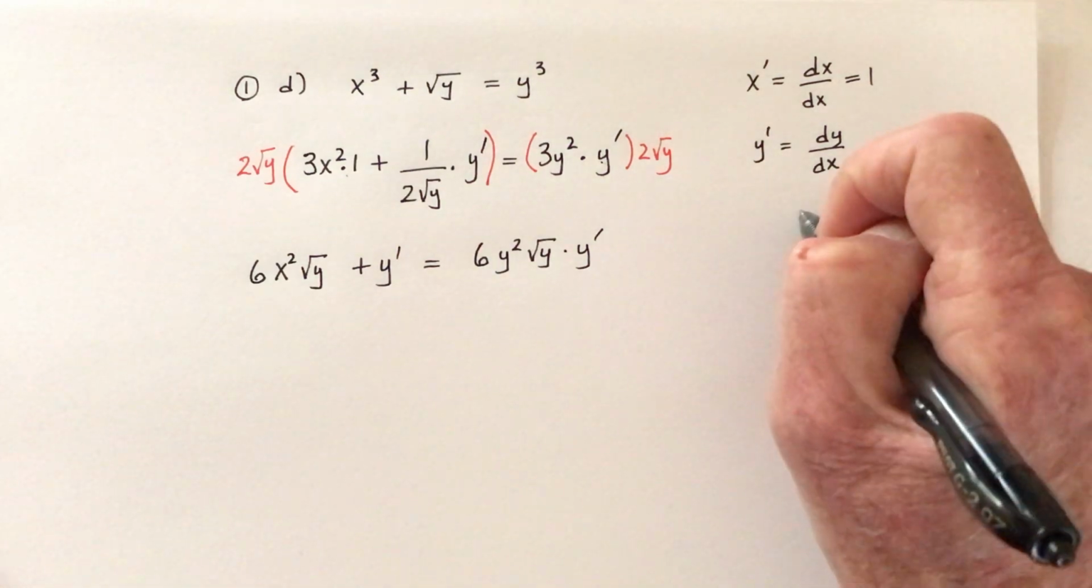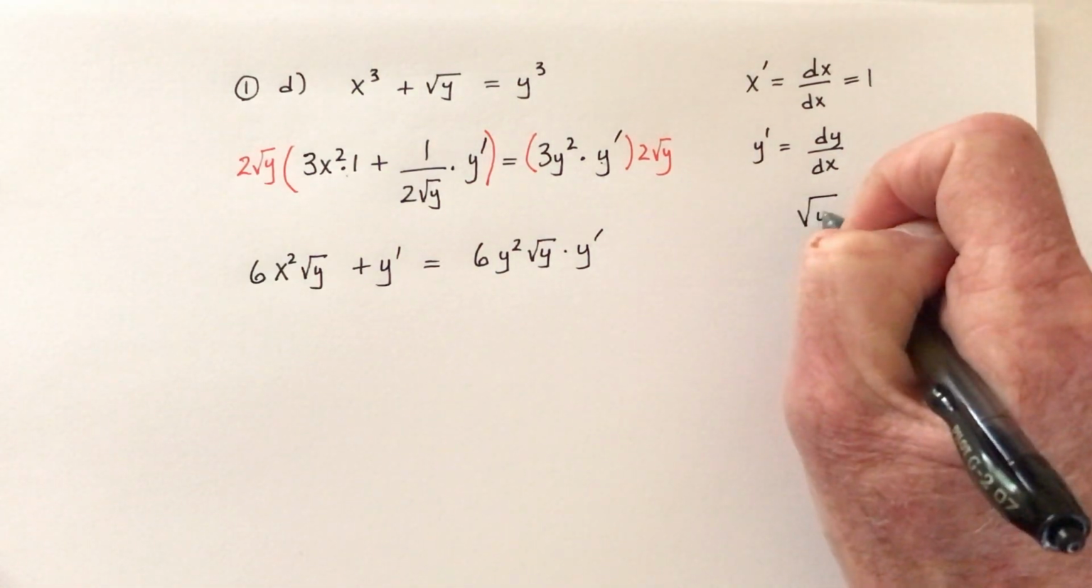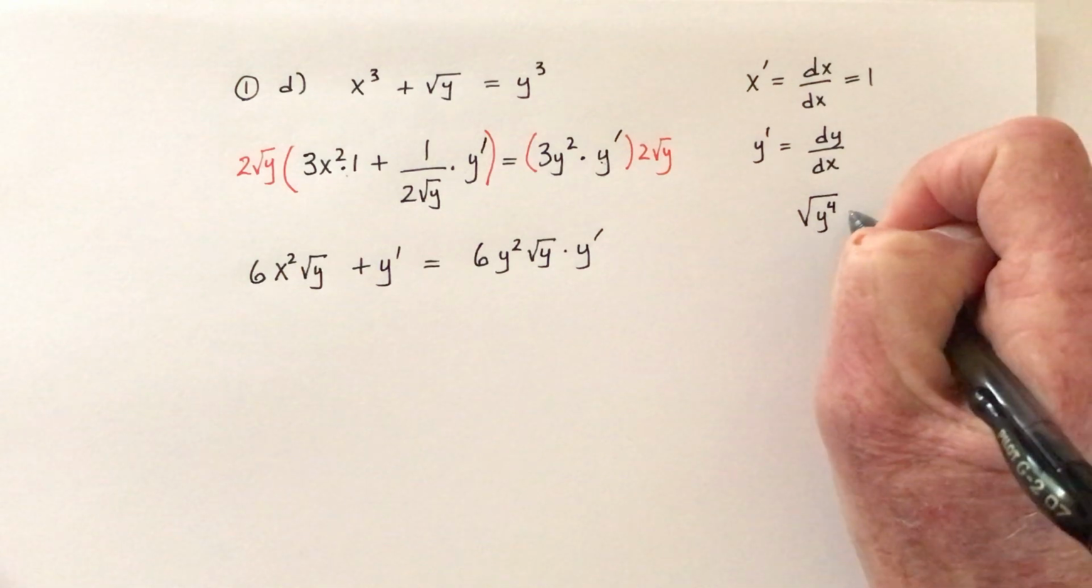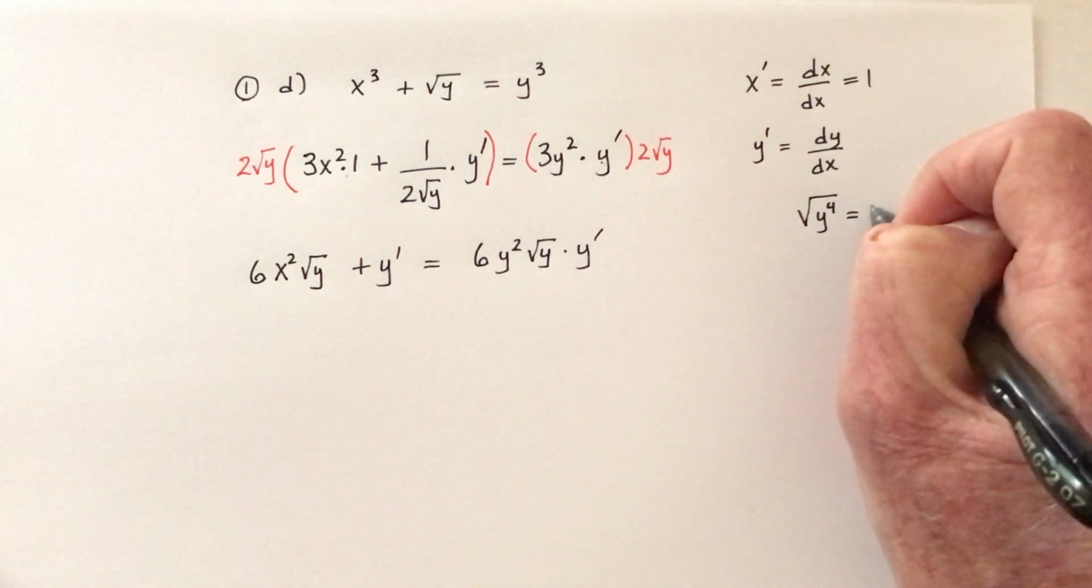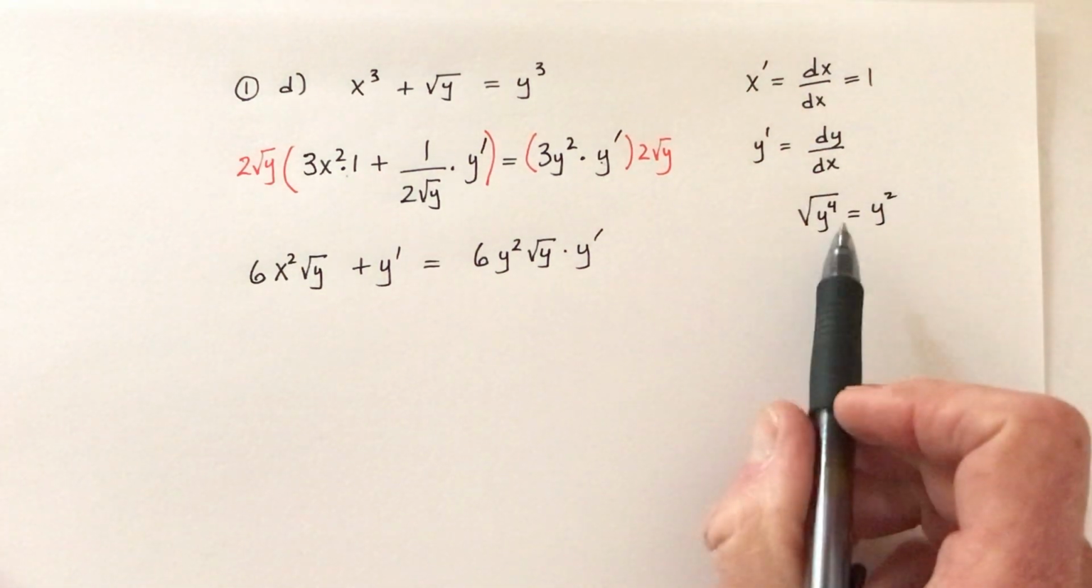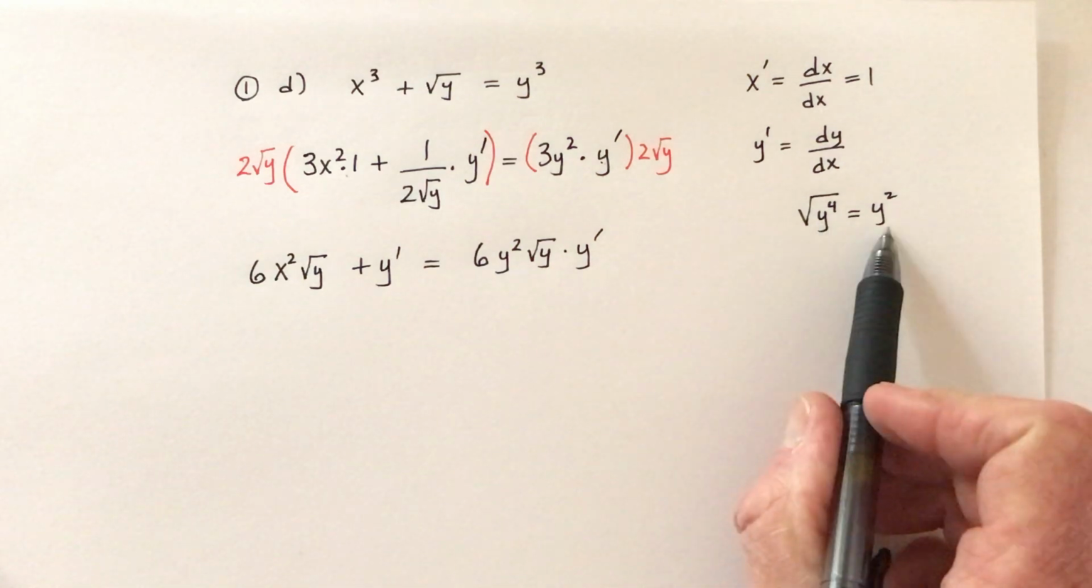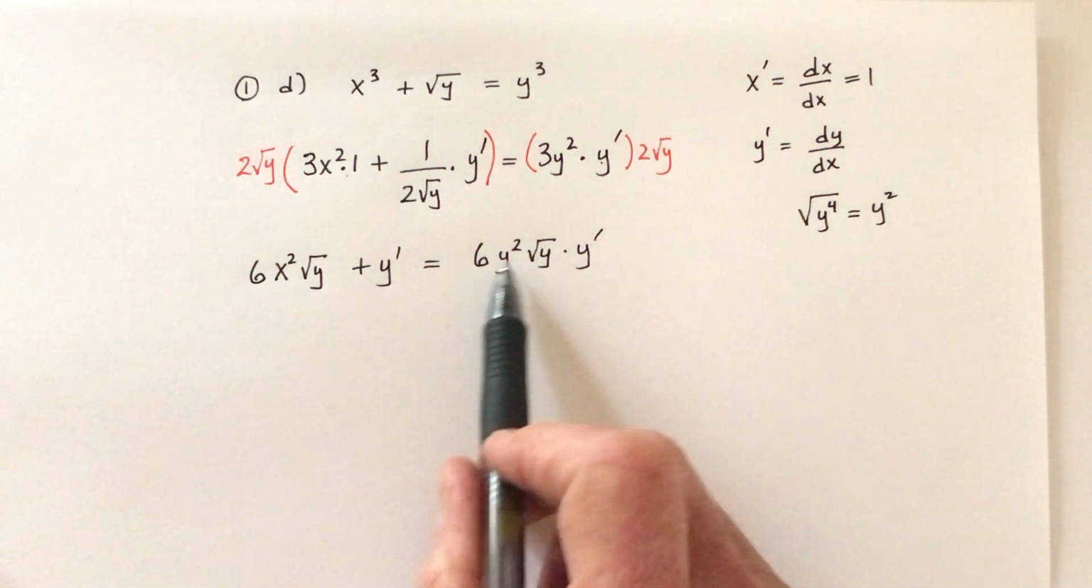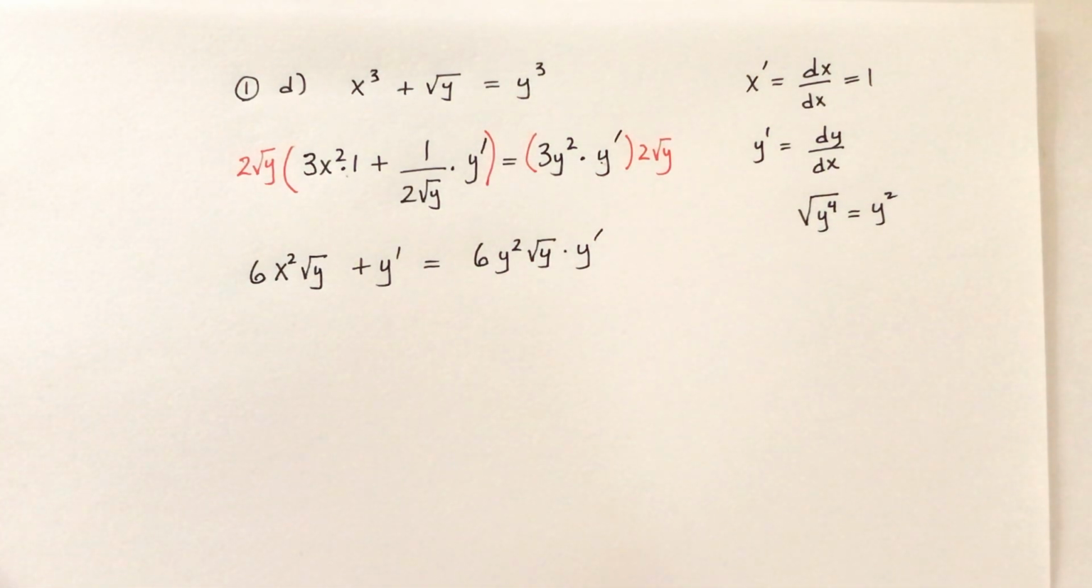The only thing, if it had like the square root of y to the 4th for some reason, well, a square root will cut the exponent in half. So if it had something like that, then you would need to simplify. But just by having this, you can leave it exactly like that.